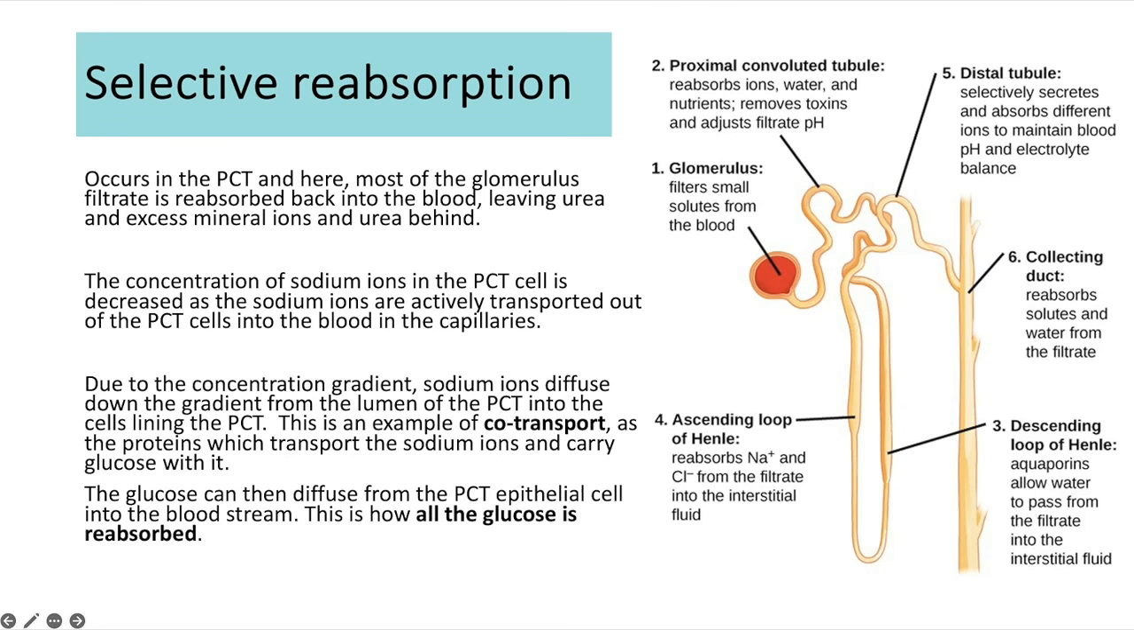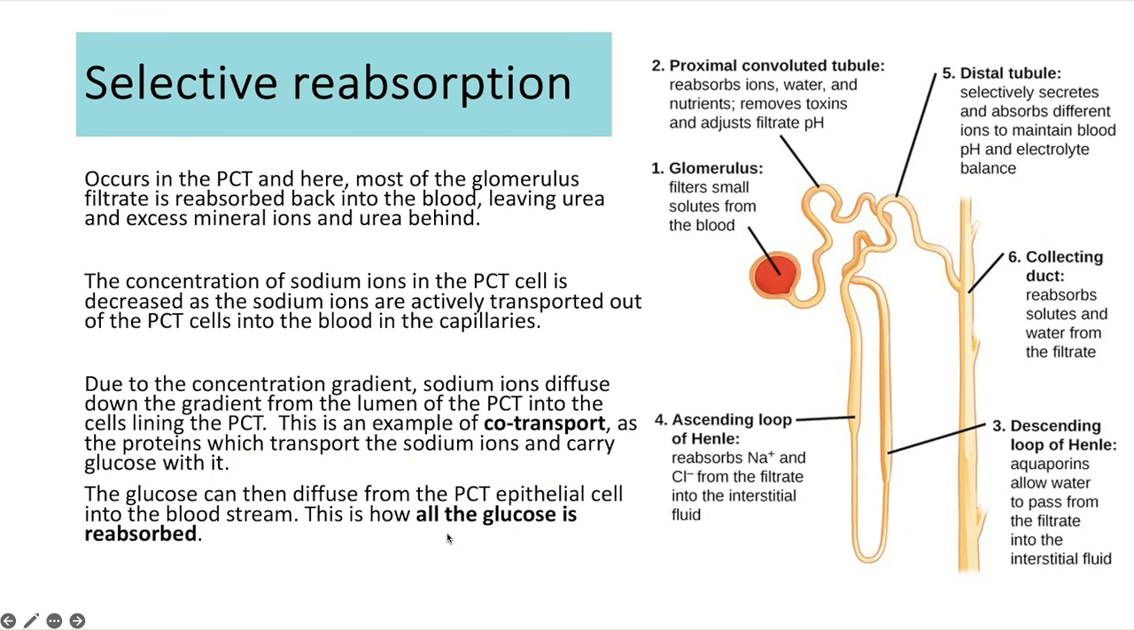So sodium ions are going to be actively transported out of the epithelial cells in the proximal convoluted tubule into the blood, into the capillary. That lowers the concentration of sodium ions in the epithelial cells compared to the lumen, which is the hollow tube center. And therefore sodium ions will move from the lumen into those epithelial cells lining the PCT. But as those sodium ions move in, down their concentration gradients, they're actually co-transported with glucose. So that's how glucose will enter the epithelial cells of the proximal convoluted tubule.